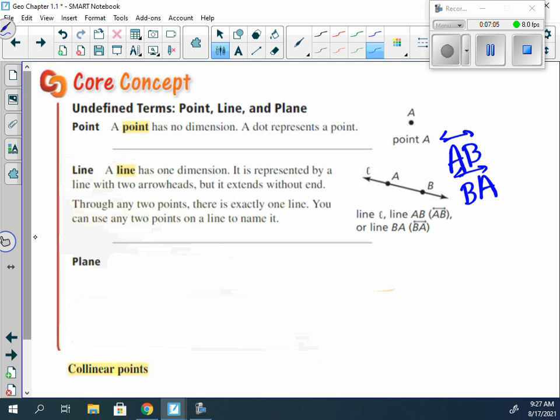Now, I will tell you this right now. If you do not include the line that I drew above it, that you see above it, I will count off. Because what this does, having the line above it, is it's saying that this is line AB. What I'm talking about is a line.